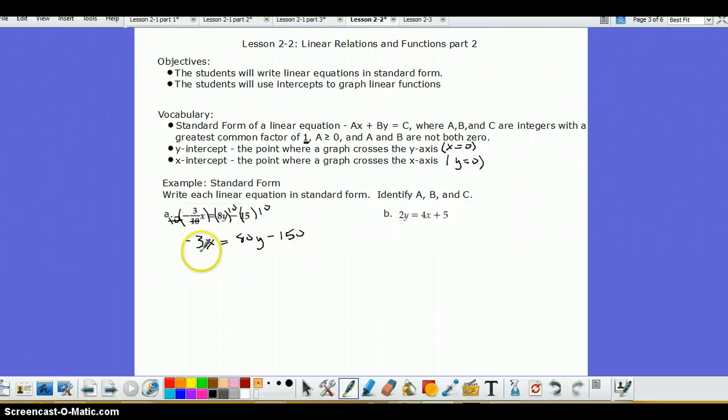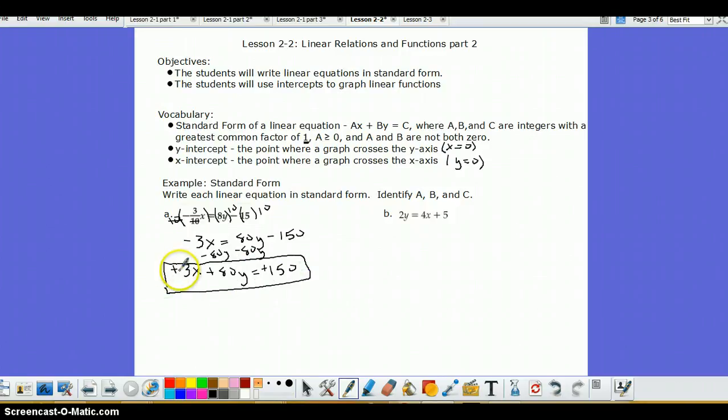we would move the 80y over here, so negative 3x, we're doing it by subtraction. So that's going to be negative 3x minus 80y equals negative 150. Now remember, it said that a, the coefficient of x, needs to be positive. So all I'm going to do at this point is change every single thing here to a positive. And as long as I do that, we're good to go.